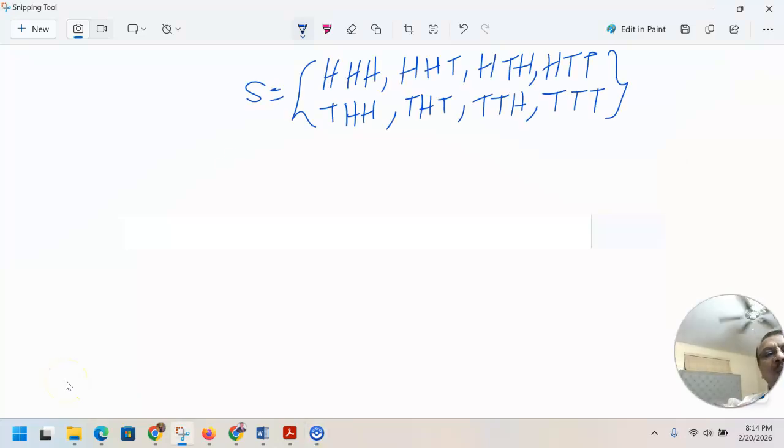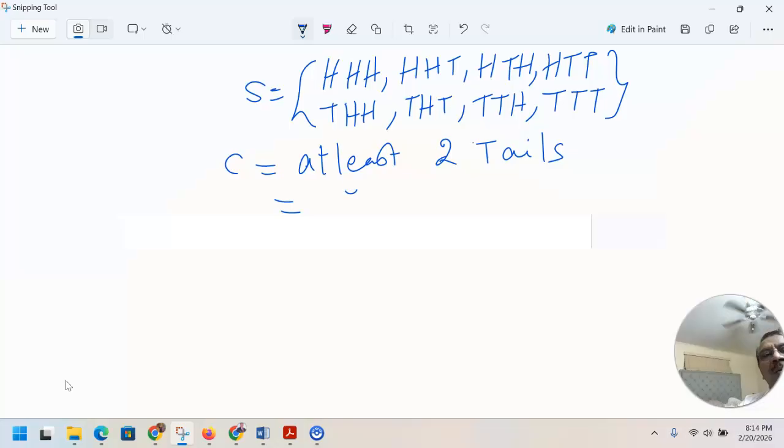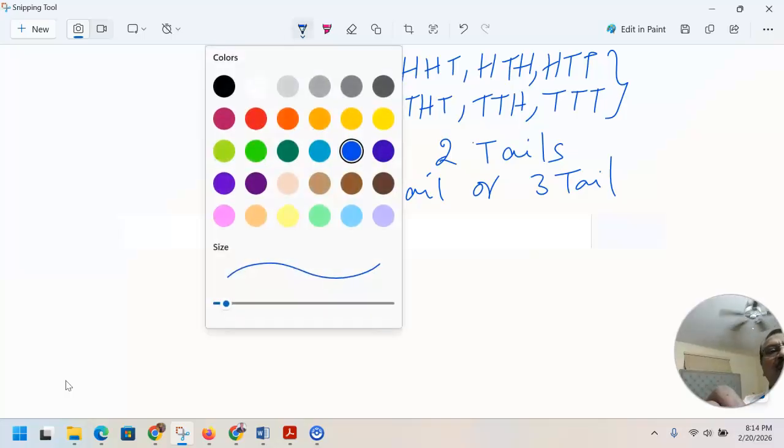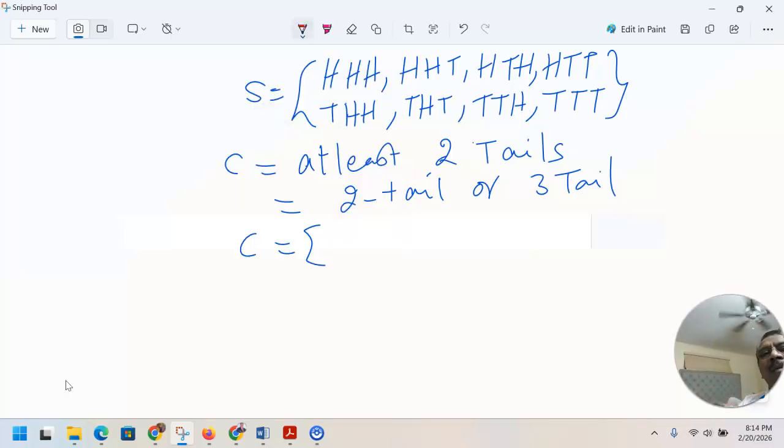So let me put C is an event that at least two tails. Let's put it like two tails then. What does this mean? It is two tails or three tails, all tails. Now at least two tails. So then let's write all the outcomes for this. So at least two tails will be.